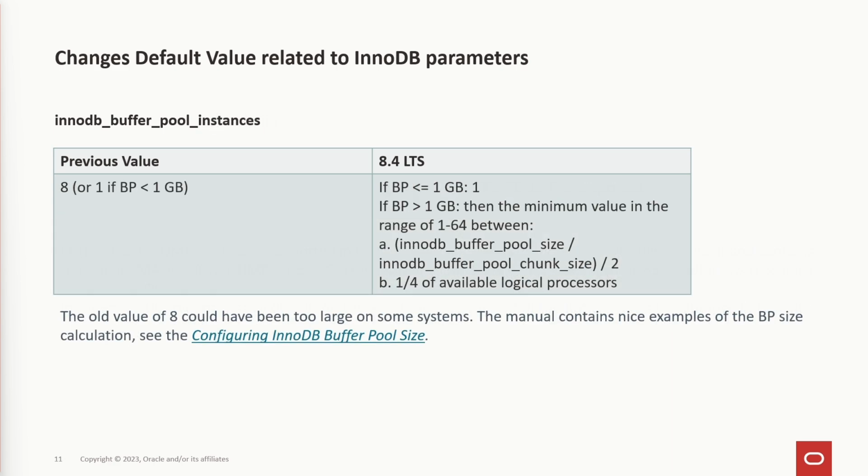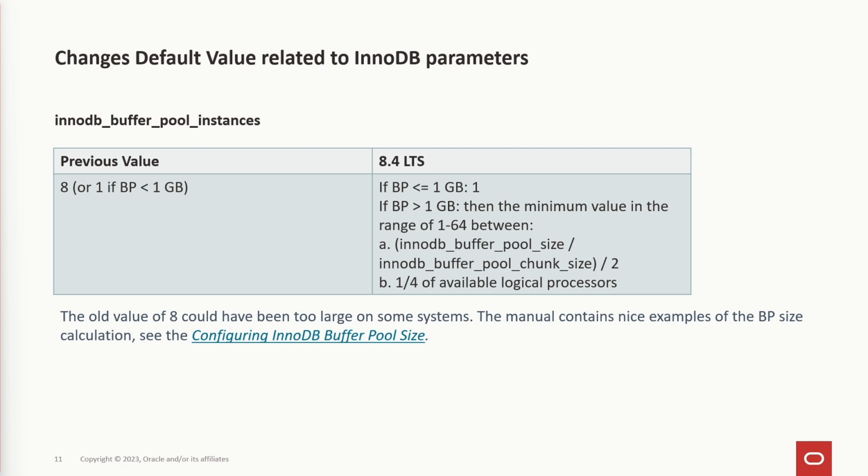And the other one is InnoDB buffer pool instances. This one, previously in 8.0, for some small systems where the buffer pool size is less than 1 GB, it's too big. Each instance uses a thread, so that affects CPU. So for less than 1 GB, the default should be 1.